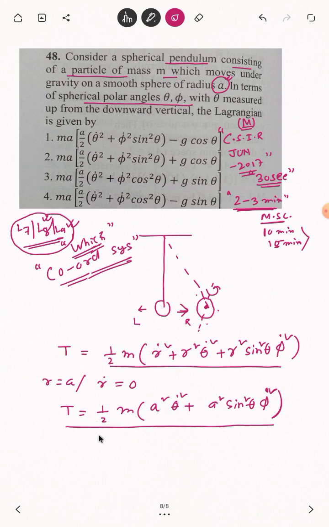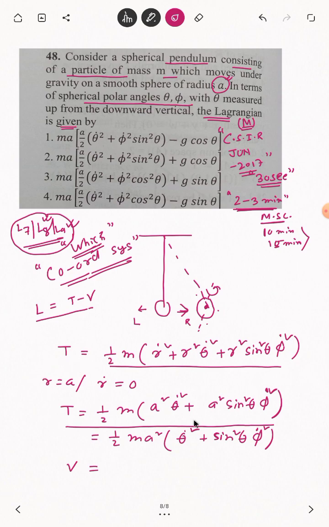Then comes the point: can we take this a square common? Yes, half m a square into theta dot square plus sine square theta into phi dot square. Now take a look at the beauty. Next we have to just find V, because they have asked about the Lagrangian. These are keywords. Lagrangian means L. So L is what? L is T minus V always.